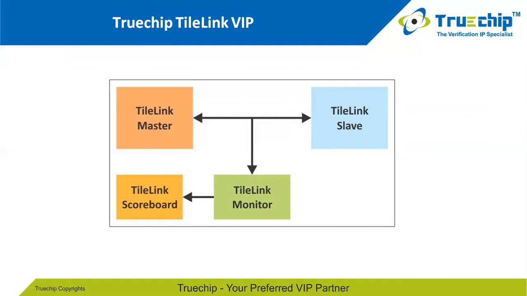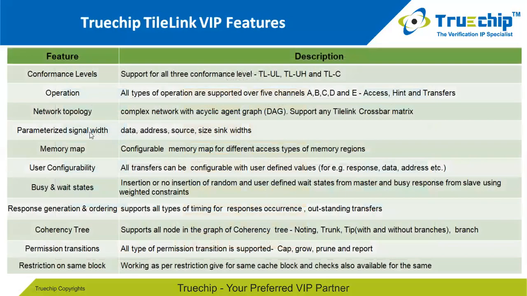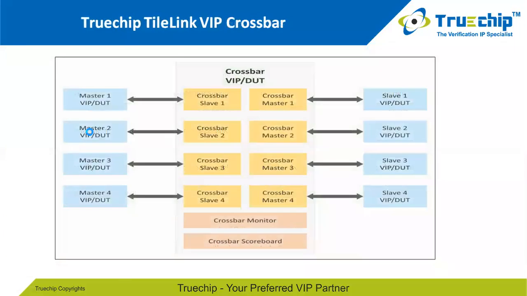Moving forward, we have the multi-master and multi-slave mode using the crossbar architecture. In this mode, multiple masters and multiple slaves are connected using a crossbar. Any number of masters and slaves is possible. As per the requirement, all the masters and the slaves can be switched with a DUT.